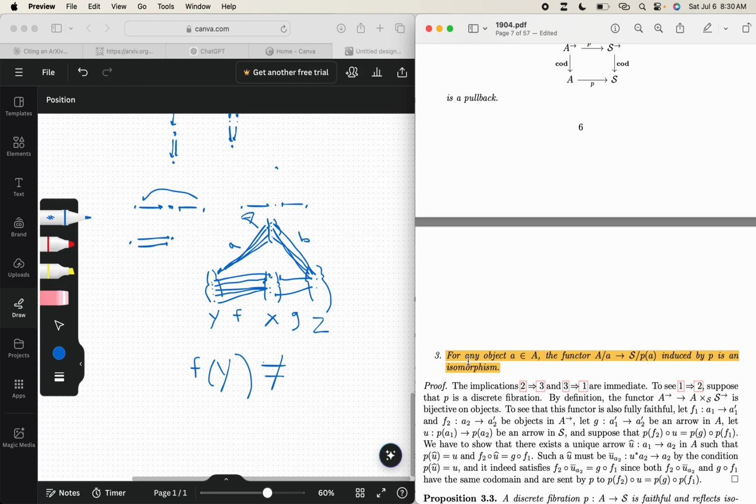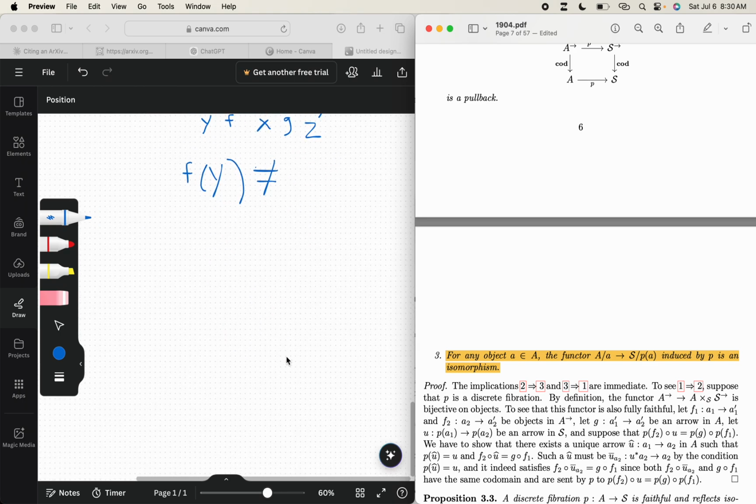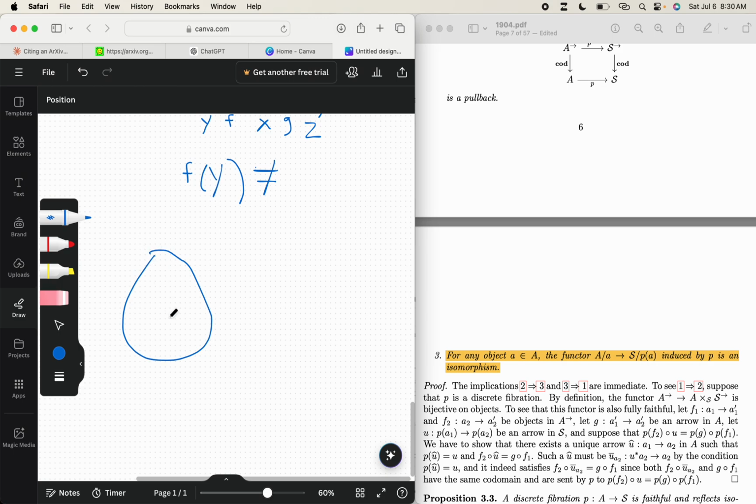Let me see if this is correct. You have your objects, and then you select one. And the slice category, I think, is all of a sudden you're looking at arrows. I'm not sure if it's into or out of, but you're looking at arrows as the objects. And now this doesn't really correspond to this, but whatever.